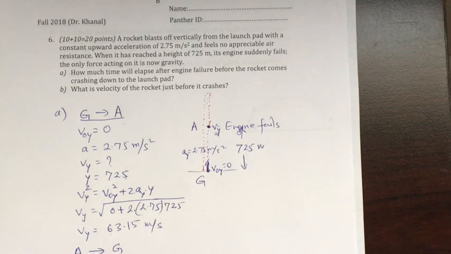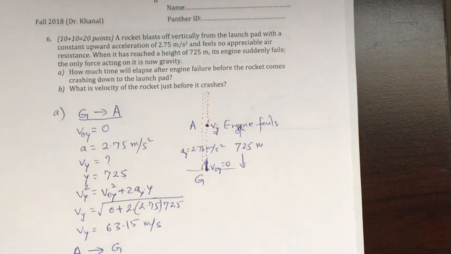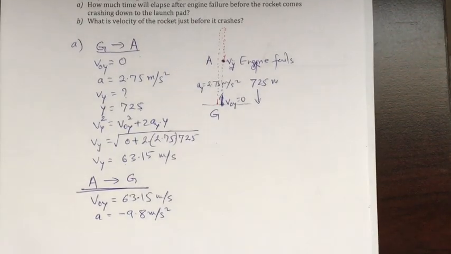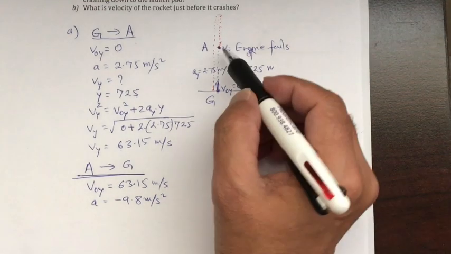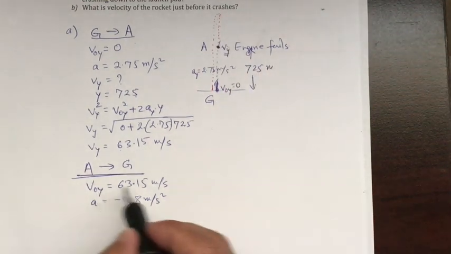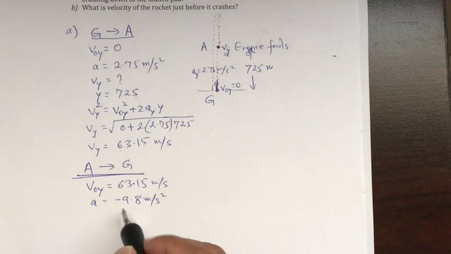This is now 63.15 meters per second. Now your acceleration is negative 9.8 meters per second squared. From here the velocity is going up, right? So the starting velocity is this, and the acceleration is this.